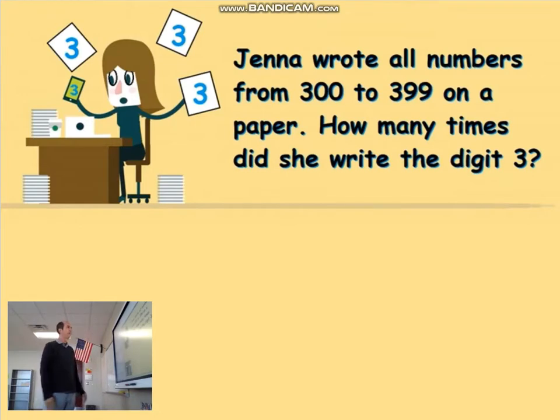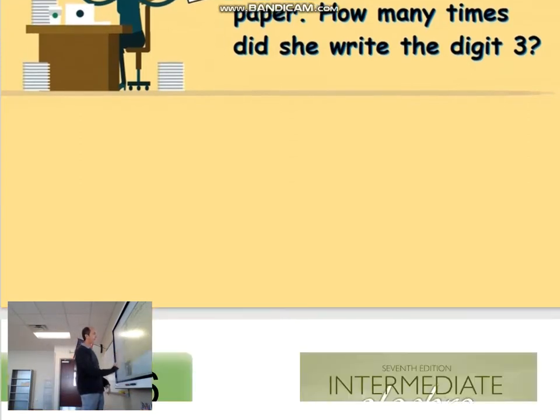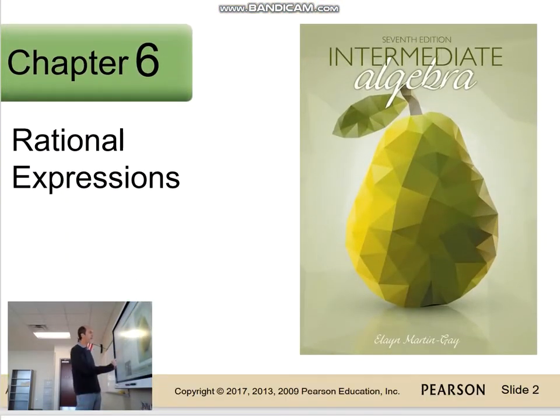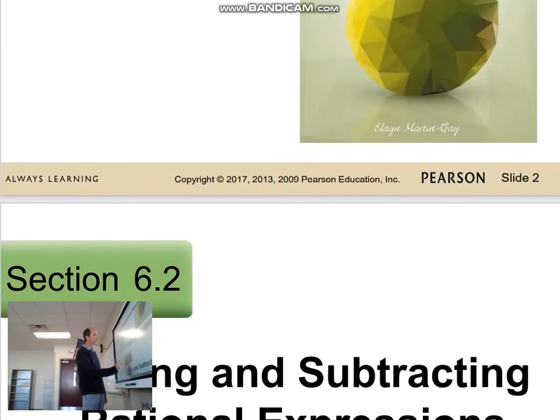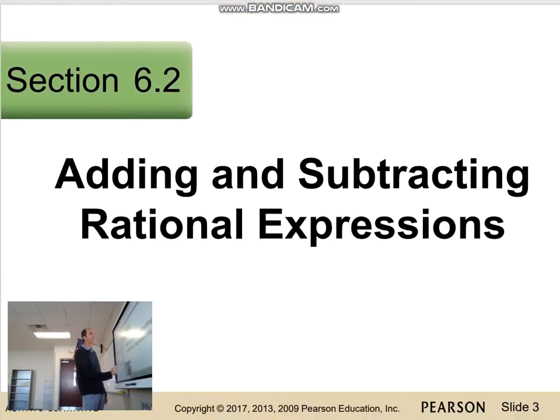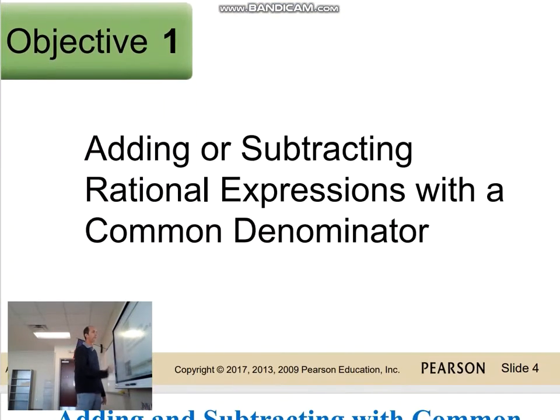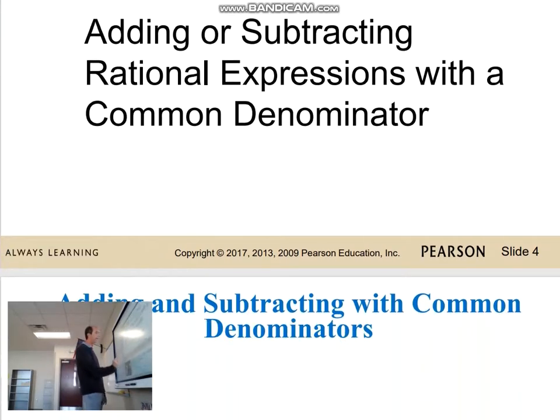We will get back to this puzzle later, because right now we will start with chapter 6, rational expressions, section 6.2, adding and subtracting rational expressions. And the first objective is to add or subtract rational expressions with a common denominator, or a like denominator.